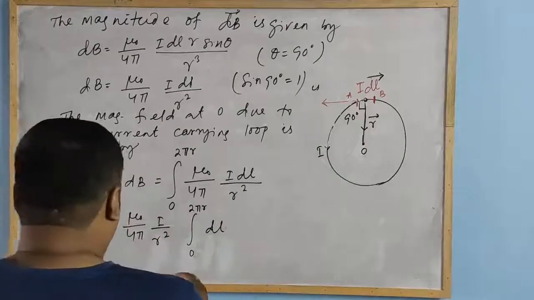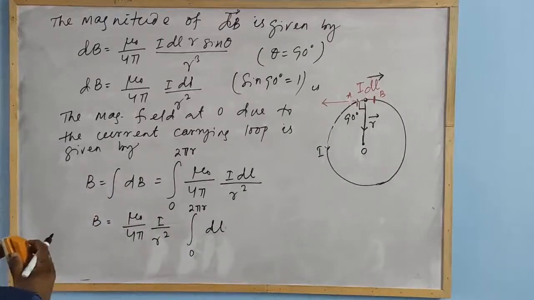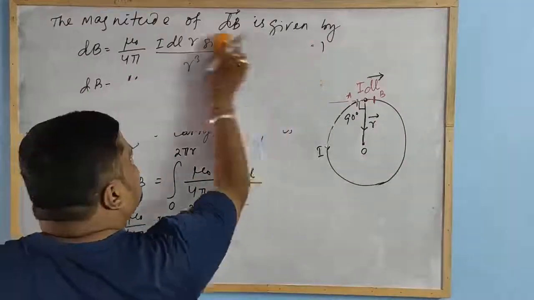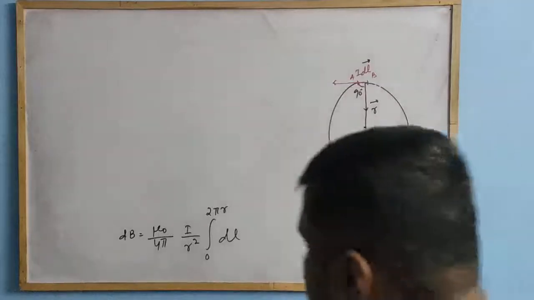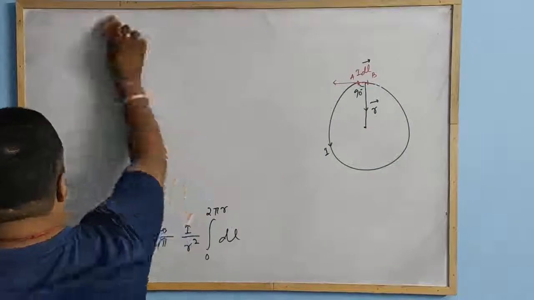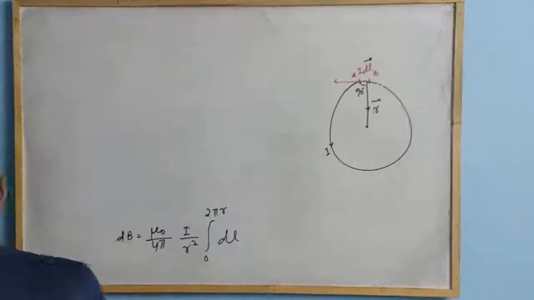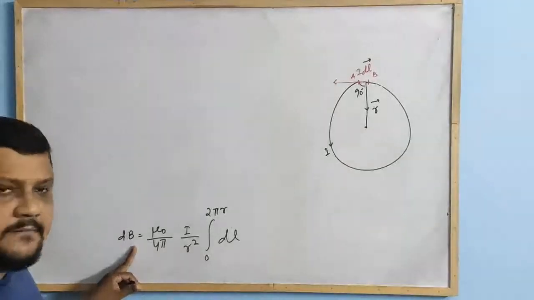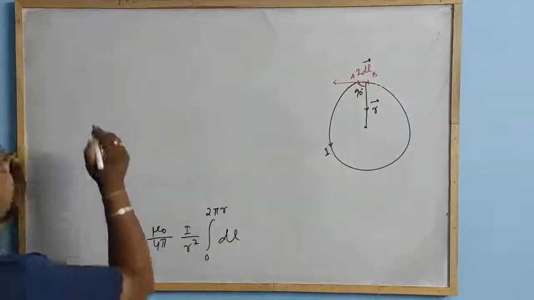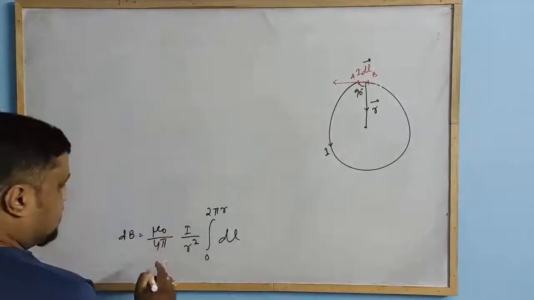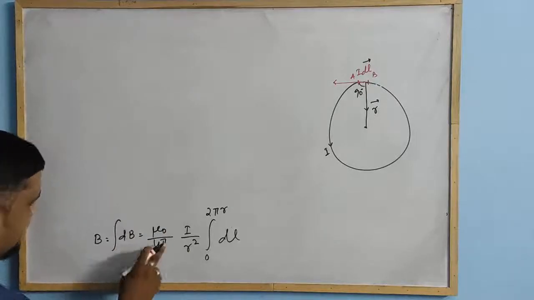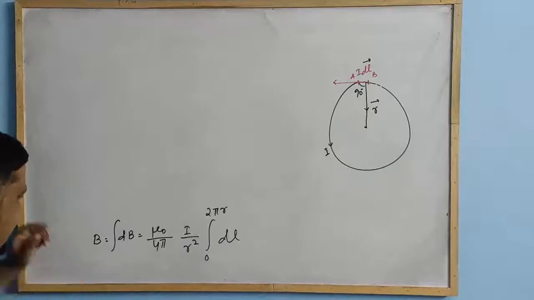Then this will give you what? Again, if you write this one, clear? Then we will go to, okay. So now, this is our dB. Now do the integration. So this is B equal to integration of dB. This much is the B, total magnetic field.